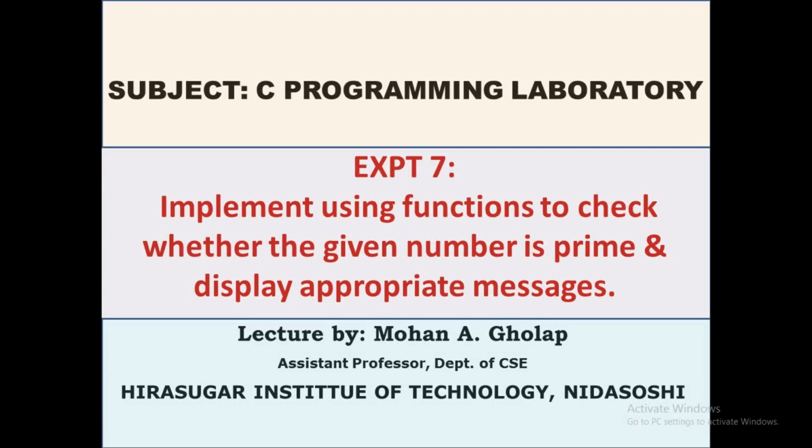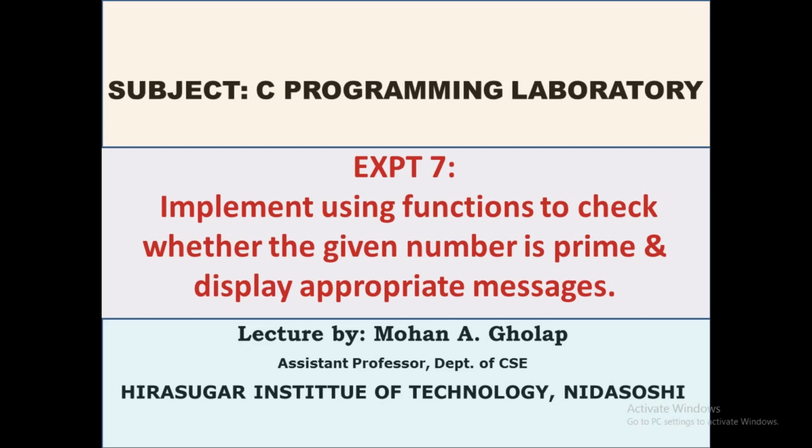Dear students, today we'll see experiment number 7 of the C programming laboratory. The aim of this experiment is to implement, using functions, a check of whether the given number is prime and display appropriate messages. So what is the aim here? Implement using functions. You have to write a program here using functions, for what purpose? To check whether the given number is prime and display appropriate messages.